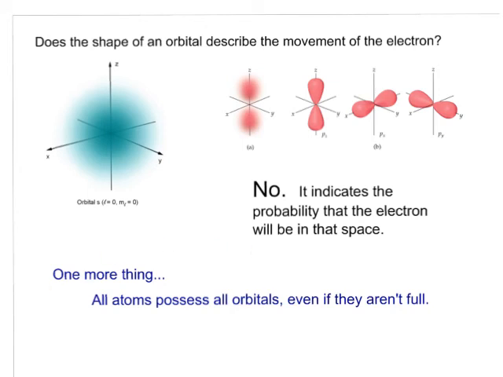And one more thing, all atoms possess all orbitals, even if they aren't full. So if this is, say, a hydrogen, and this is the 1s orbital that the one electron in hydrogen occupies, that hydrogen atom also possesses a 2s orbital and a 3s orbital. It possesses p orbitals in outer principal quantum number shells, and it possesses all of them, because if that electron is absorbing energy, then it's going to bounce out to these other outer shells, and they actually exist. So that's another concept just to keep in mind.